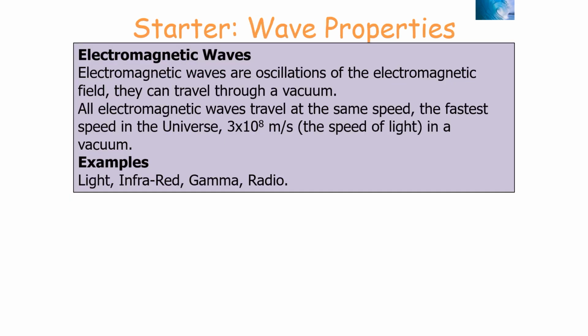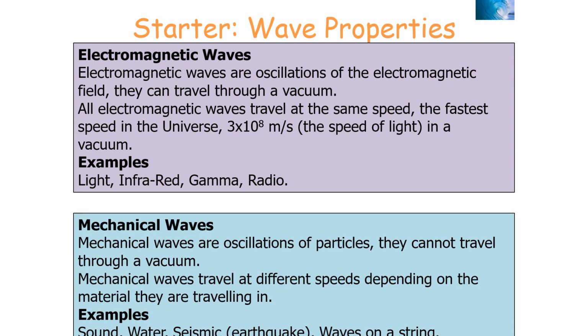So electromagnetic waves are oscillations of the electromagnetic field, and they can travel through a vacuum. All electromagnetic waves travel at the same speed, the fastest speed in the universe in a vacuum, 3 × 10⁸ meters per second, which is commonly called the speed of light. Whilst mechanical waves are oscillations of particles, they can't travel through a vacuum. Now, mechanical waves travel at different speeds depending on the material that they are travelling in.